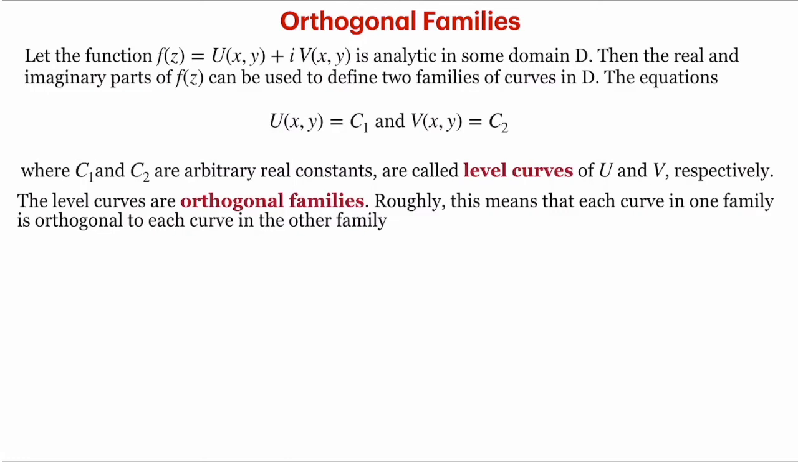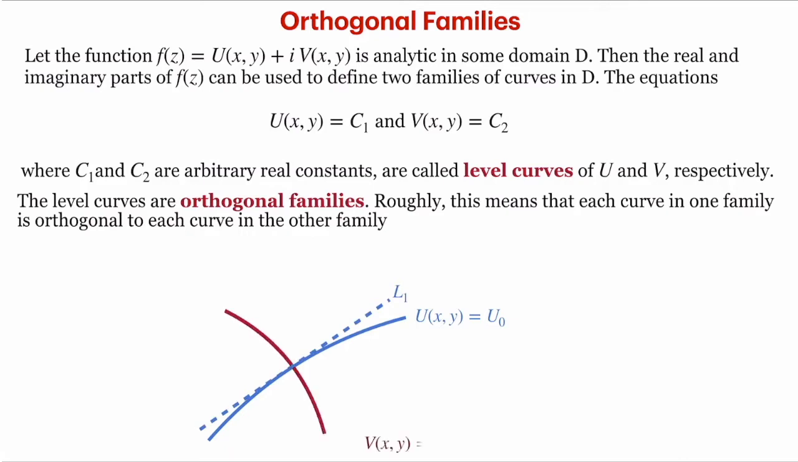For a given point, we have a curve passing through it for u and for v, and their tangents are orthogonal to each other. So you have a curve u(x, y) = u0, or c1, with a tangent L1. You have another curve, v(x, y) = constant, with a tangent L2. What this says is that these two tangents are orthogonal to each other, and this happens at every point inside your domain.